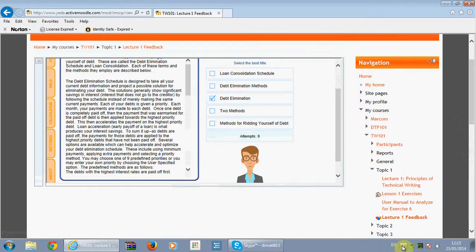Oh, how about debt elimination methods? That's not too bad. It's a bit cold. It doesn't speak to the reader. That might be good for a more technical piece, but as you can see, this piece is not so technical, as we said. So let's look at the next one, debt elimination.